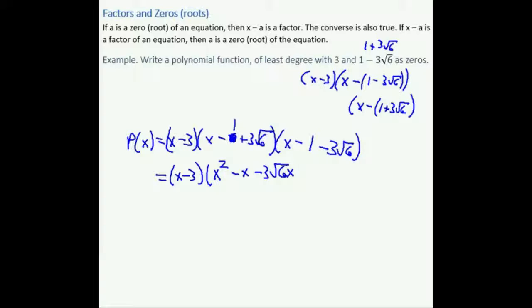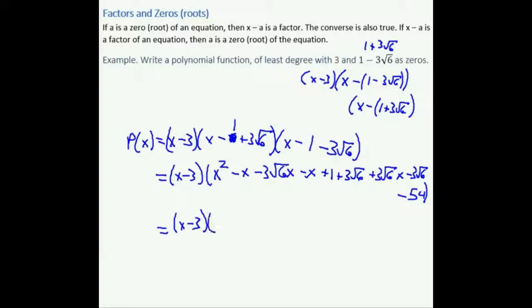Now we distribute the negative 1, so minus x plus 1 plus 3 root 6. And now distributing the 3 root 6, we have plus 3 root 6x minus 3 root 6, running out of room here, and then minus, but just put it down here, 3 root 6 times 3 root 6 is 3 times 3 is 9, times 6 is 54. I'm not going to multiply in this x minus 3 yet.